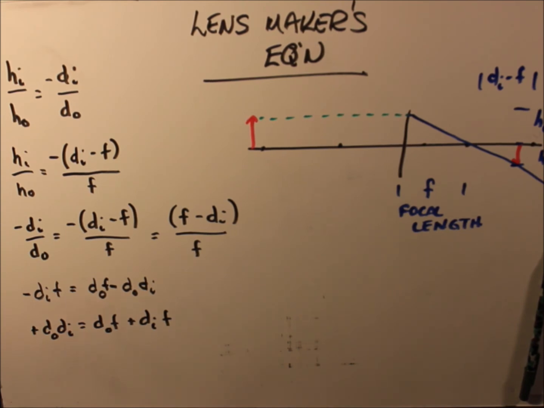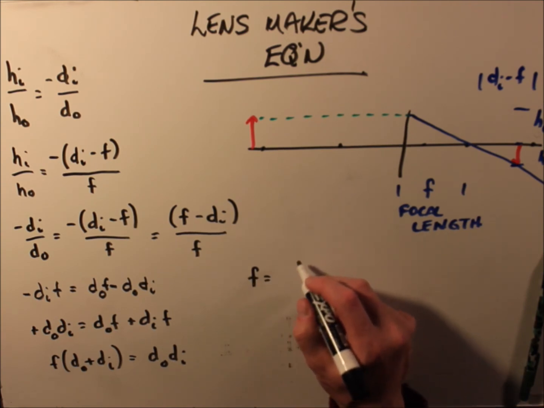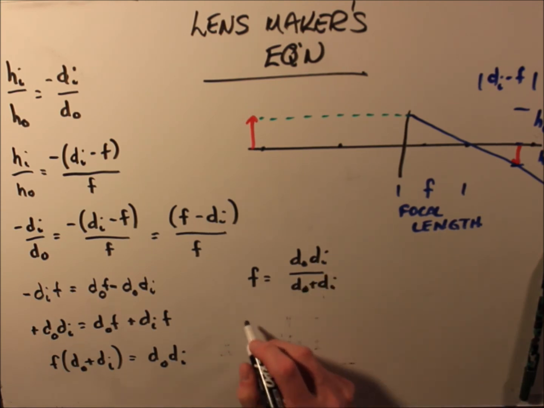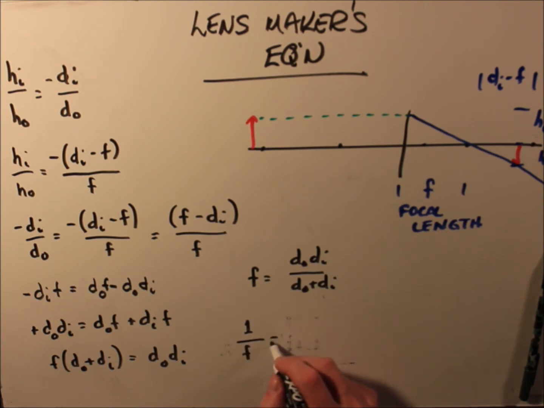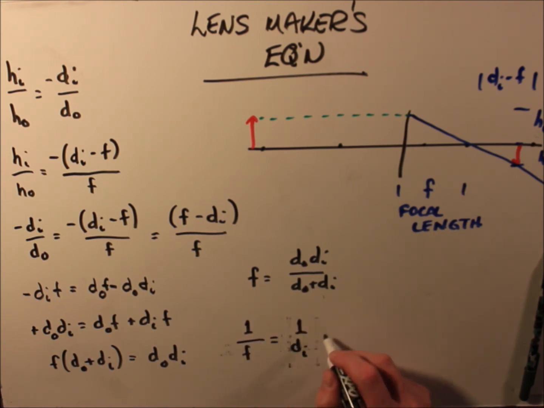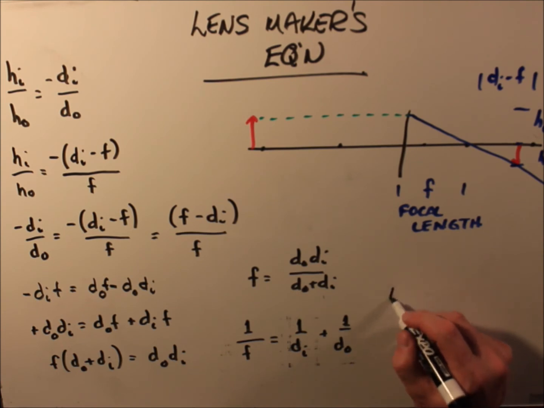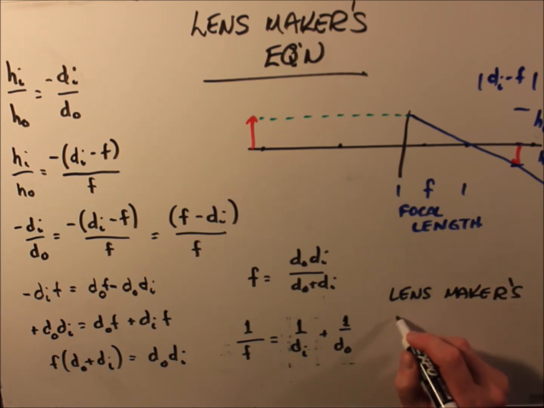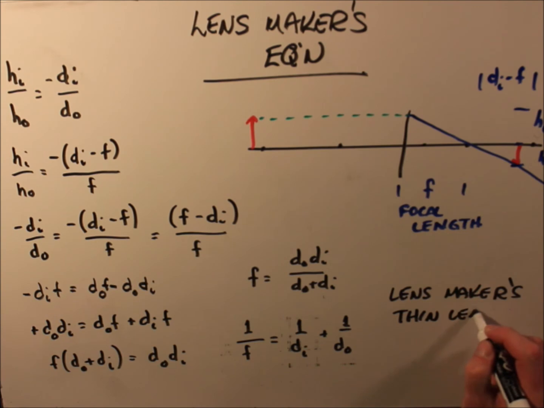So get rid of the negatives, move things around. And then we can, once again, take f times do plus di is equal to do di. And we would have f equals do di divided by do plus di. However, you may notice the pattern here, and we tend to write it this way instead. Now this is known as the lens maker's equation. Or the thin lens equation, something like that.